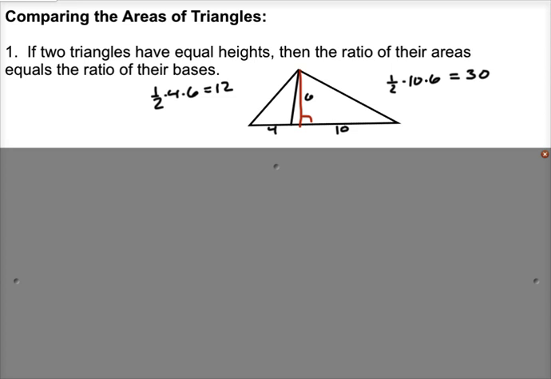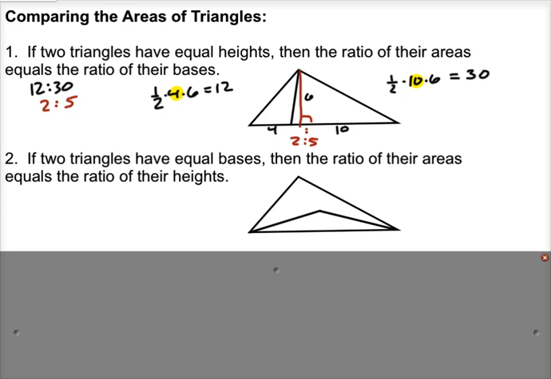And if I look at the ratio of their areas, it would be 12 to 30. And 12 to 30 I can reduce by 6 and get 2 to 5. And if I look at the ratio of the bases, 4 to 10 would reduce to 2 to 5 as well. So the ratio of the areas is going to be the same as the ratio of the bases. The big reason is, if I look at the formulas, the only thing changing is the base. They both have the same 1/2 and they both have the same height. So the ratio of the bases will be the same as the ratio of the areas.